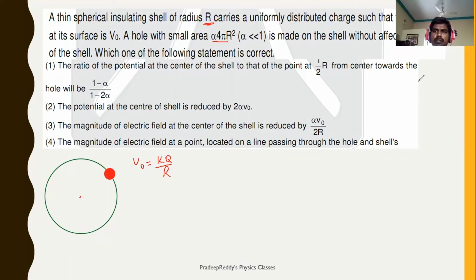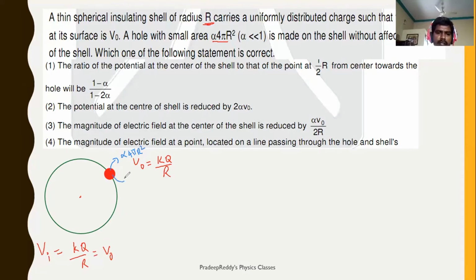You are now to cross-check which of the options are correct. Now this is the total spherical shell, right? So V initial is equal to KQ divided by R. This is equal to V0. That is initially the total potential because of the whole spherical shell. From that, I am removing some portion. This portion removed has area alpha 4 pi R square.